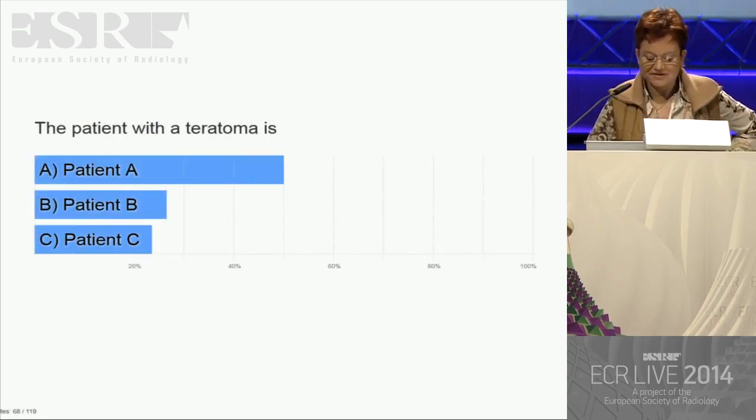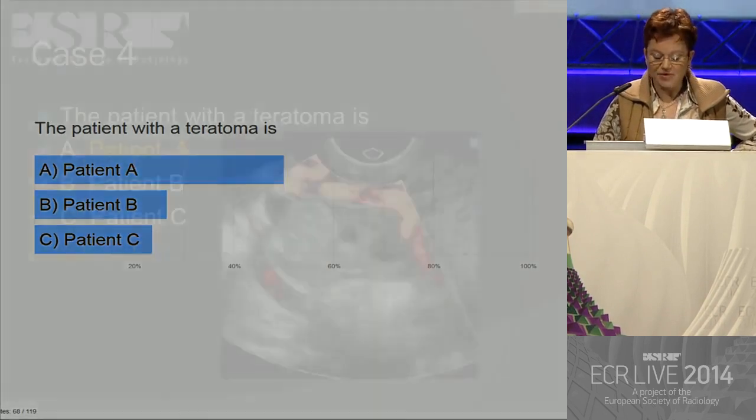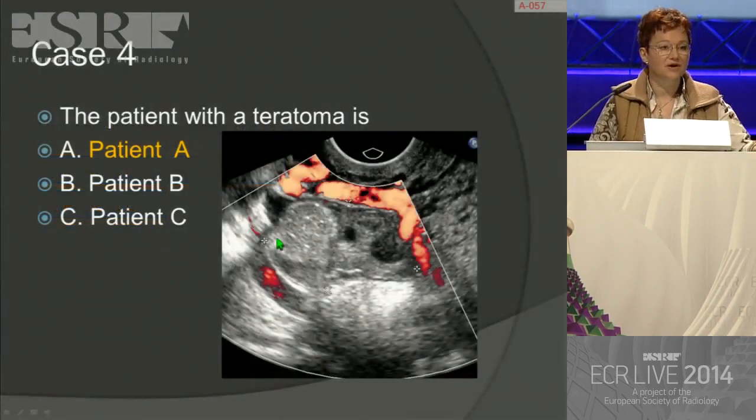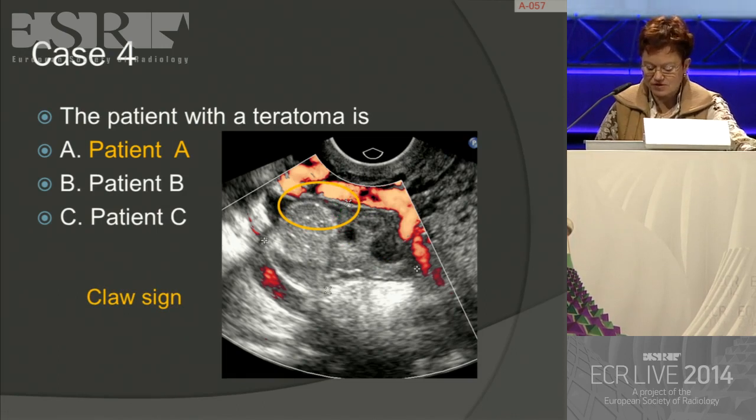Okay, very good. So why is it patient A? You can see that there is a hypoechoic mass, which is the first characteristic of a teratoma. And it's, of course, of ovarian origin. You can see the ovary here with some follicles, and particularly ovarian parenchyma, which is surrounding the mass. And this is the typical claw sign, which gives you the hint that this is not something originating from something else than the ovary. It's not a bowel loop attached to the ovary.